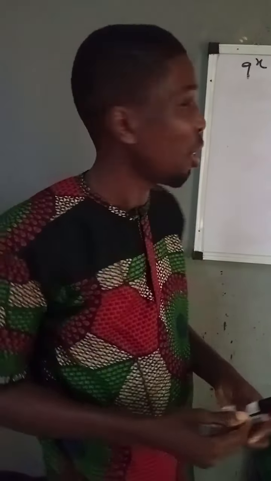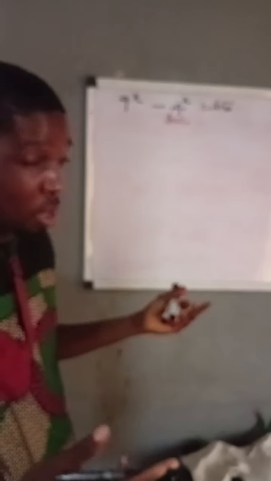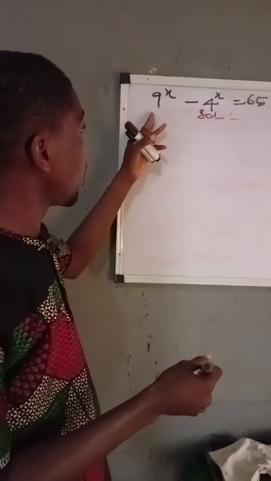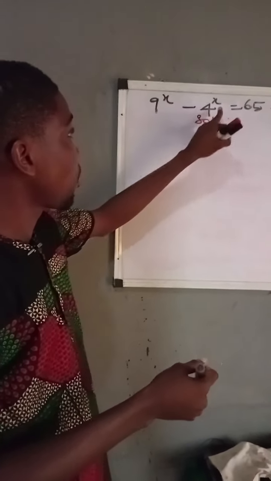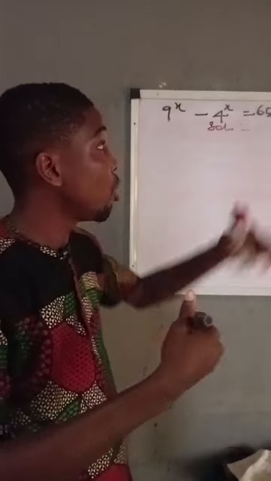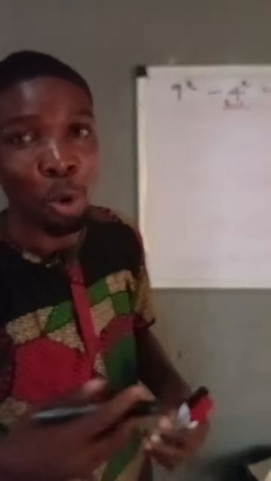Alright, we have this question on the board: 9 to the power of x minus 4 to the power of x is equal to 65. Now, how do we work on this? This is a problem. So, I have to express this as an index, then put this as a product, right? I'm not saying that this is the only way. There are other ways to solve this, right? So, let's see how we go about working on this kind of problem.